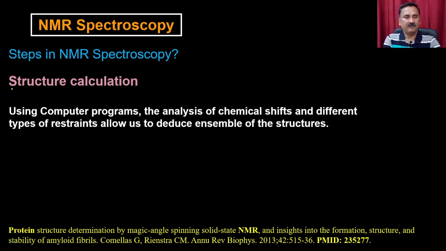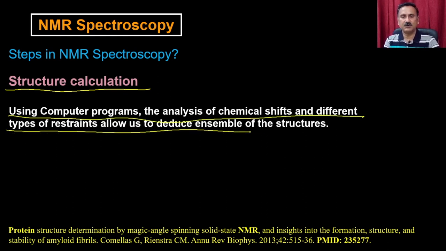Then we have the last step, that is structure calculation. Using computer programs, the analysis of the chemical shifts and the different types of restraints allows us to deduce the structure. Remember that NMR is going to do the protein structure determination in solution, right?